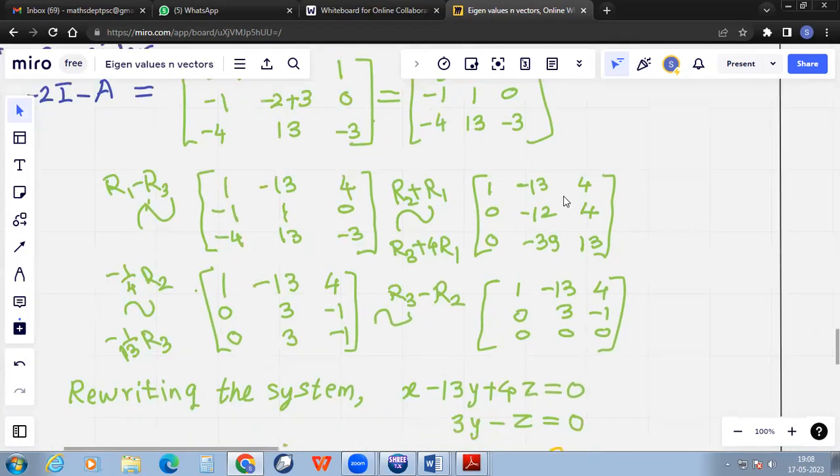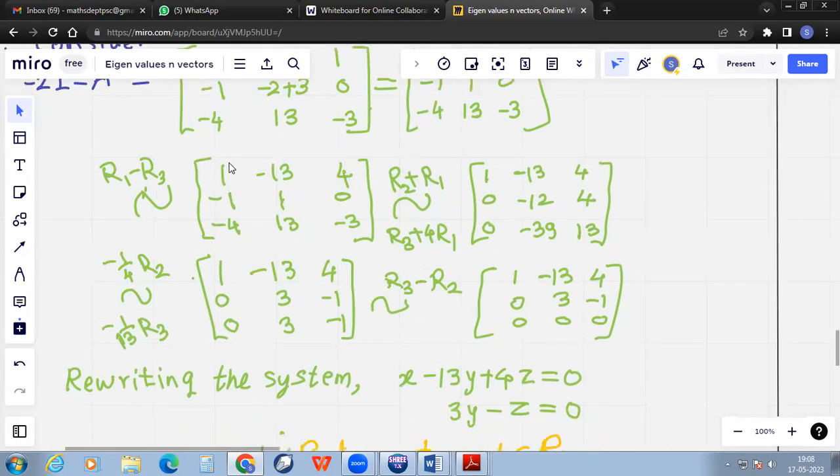Now, observing this 1 and this minus 1, if I simply add the first row here, this will turn into 0. So R2 plus R1 will bring a 0 in this place. And one more, this being minus 4, if I add 4 times 1 to that, it becomes a 0. So in the third row, we are adding 4 times the first row. So first row as it is, minus 1 plus 1 makes it 0.